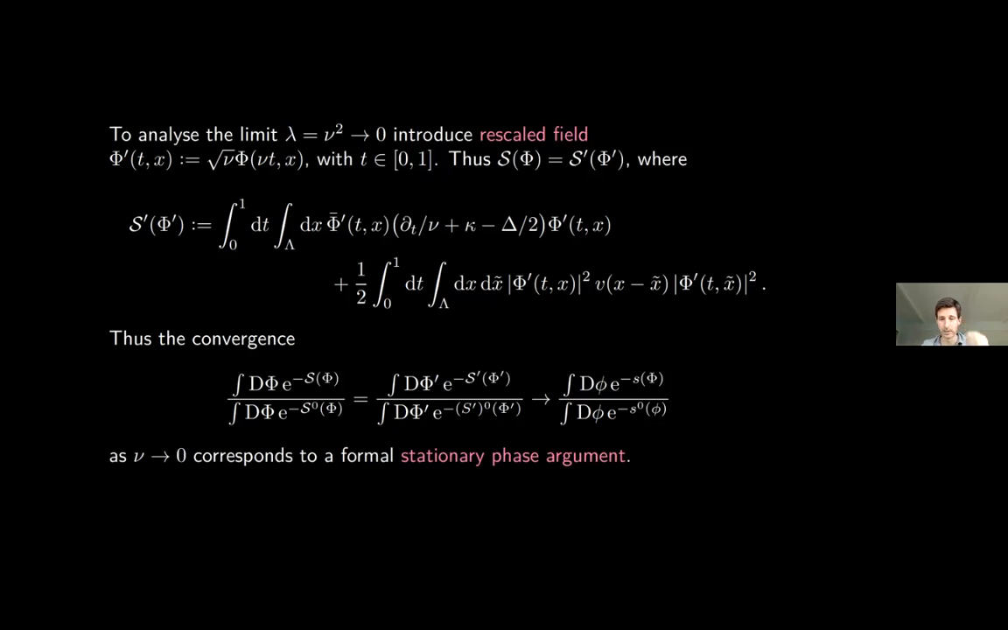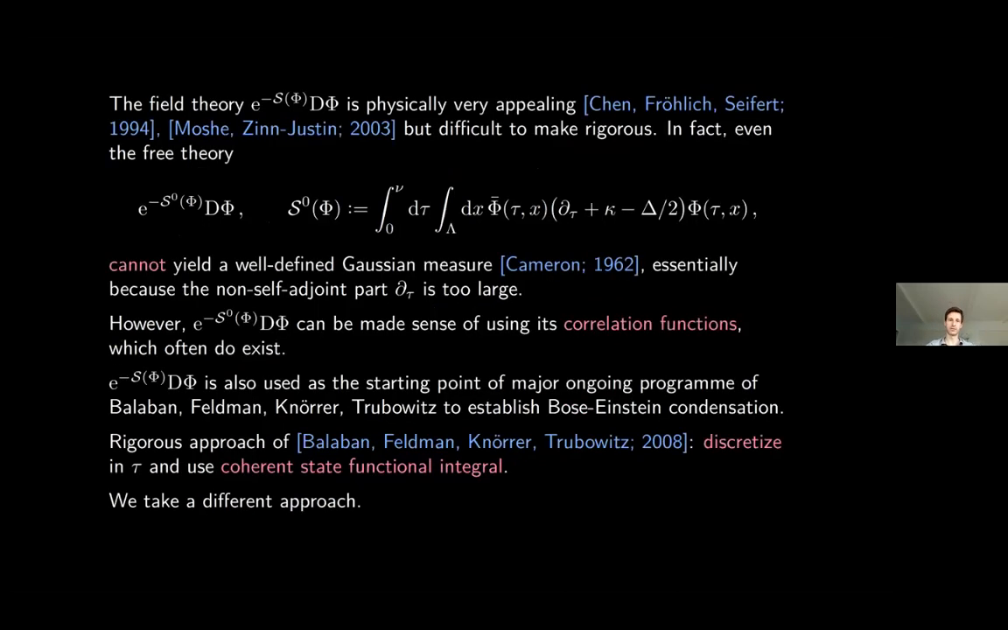And this is, at least on a formal level, just a stationary phase argument, that the dominant contribution of this integral comes from the fields which are constants in time. So you would just kill this term, you would set the time derivative to be 0, and if you do that, you get exactly the Euclidean field theory. So this gives a nice heuristic argument for why you would expect the field theory to emerge from this kind of functional integral. Of course, this is all extremely formal, and what we would like to do is to make some mathematical sense out of this.